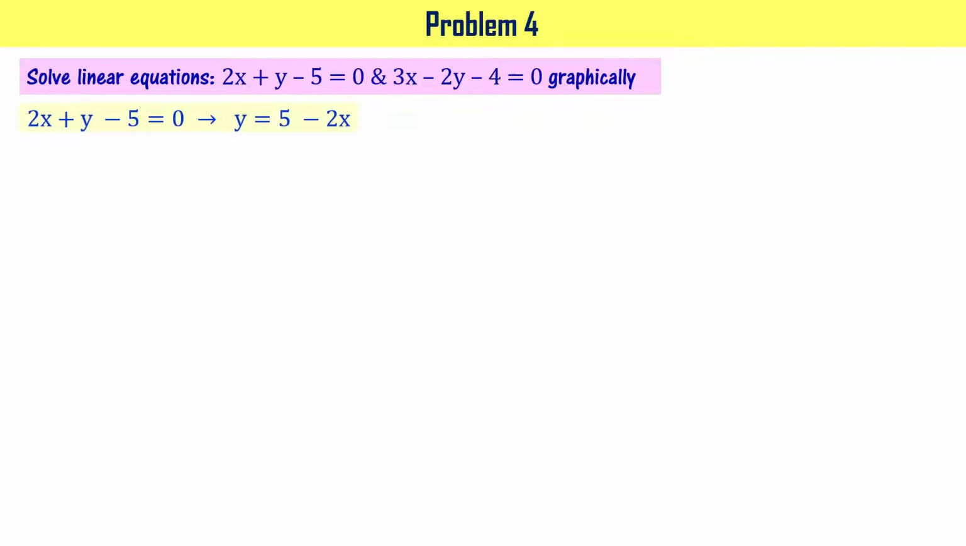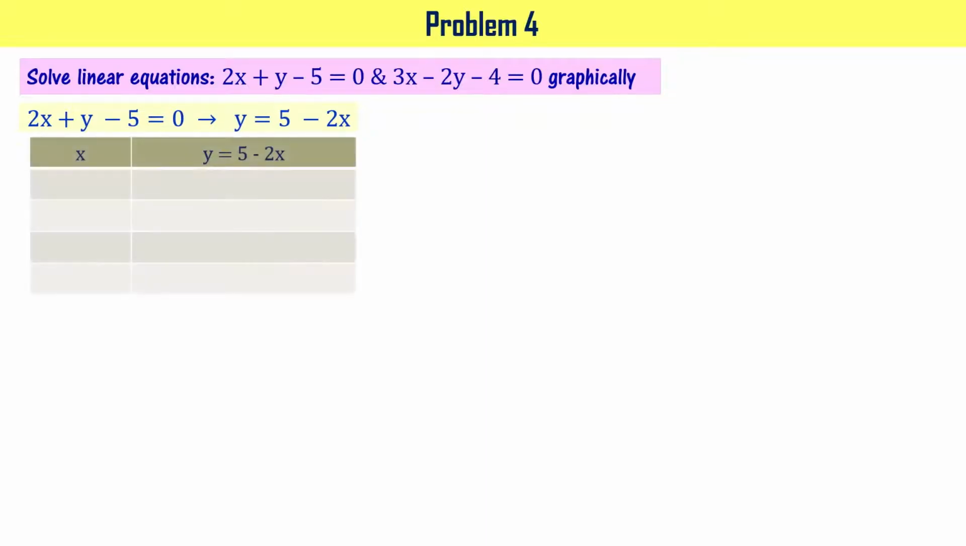2x plus y minus 5 equal to 0 can be written as y equal to 5 minus 2x, right? Now let's tabulate data for different values of x and y. When I take x equal to 0, y is going to be 5 minus 2 times 0, right? That is equal to 5.